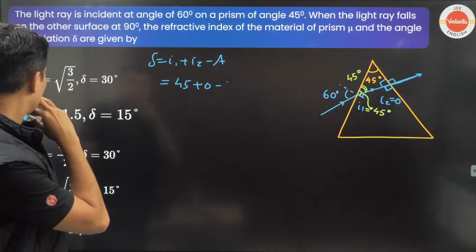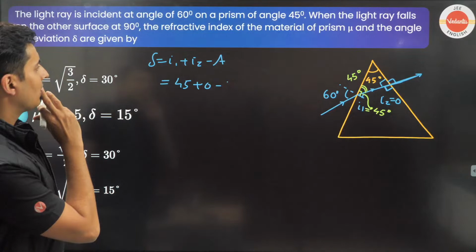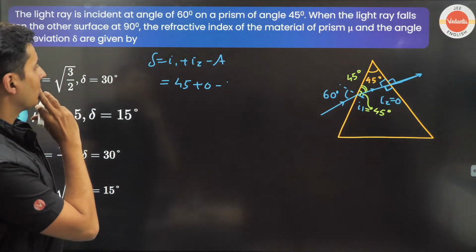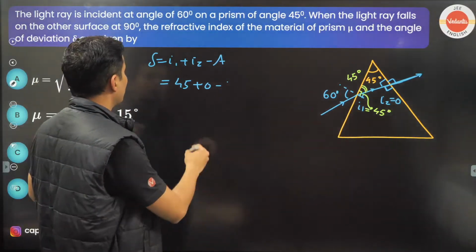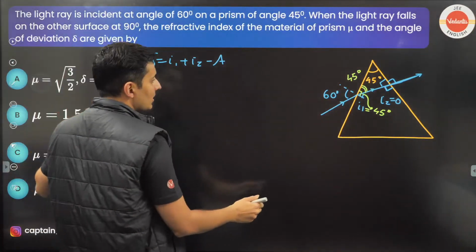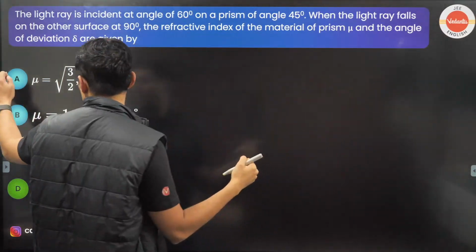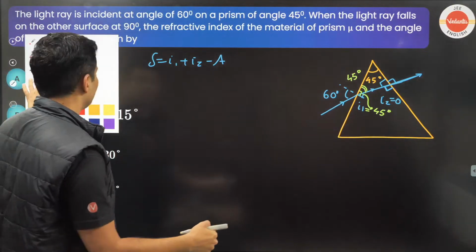45 degrees. I think something went wrong over here. Let me just check. Oh, I'm so sorry, guys. I1 is not 45. So sorry, guys. Let me just do this again. This was R1, R2. My bad. Okay, just one second. I'm just going to do this again.